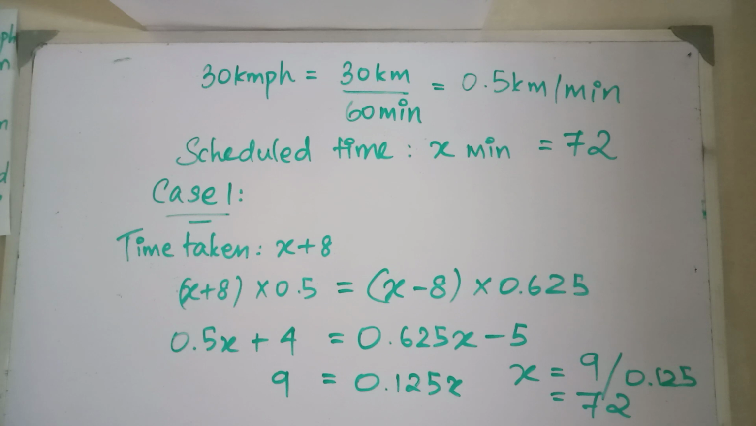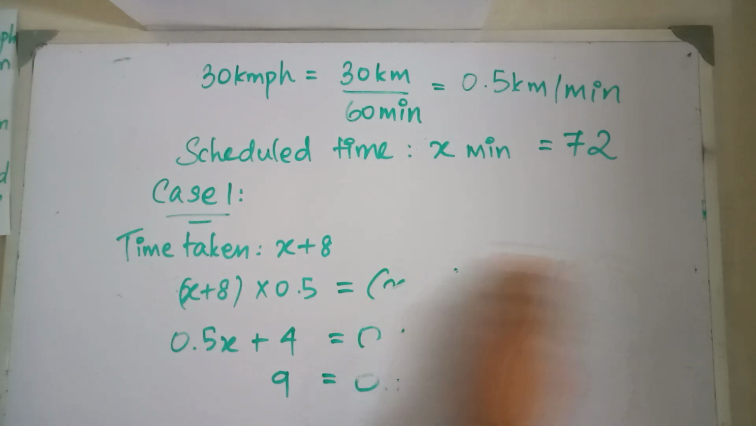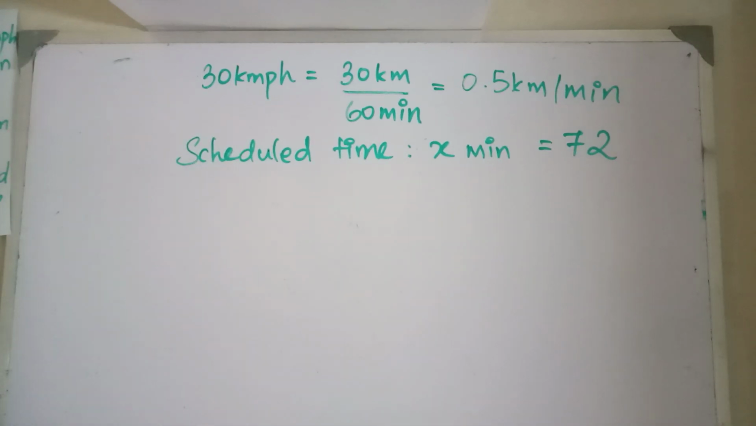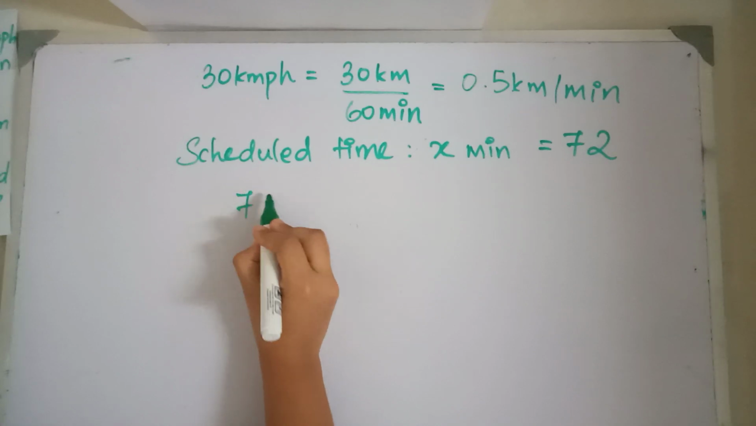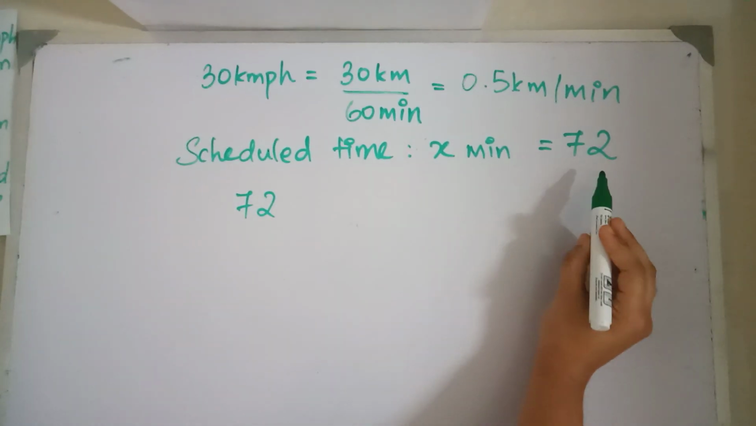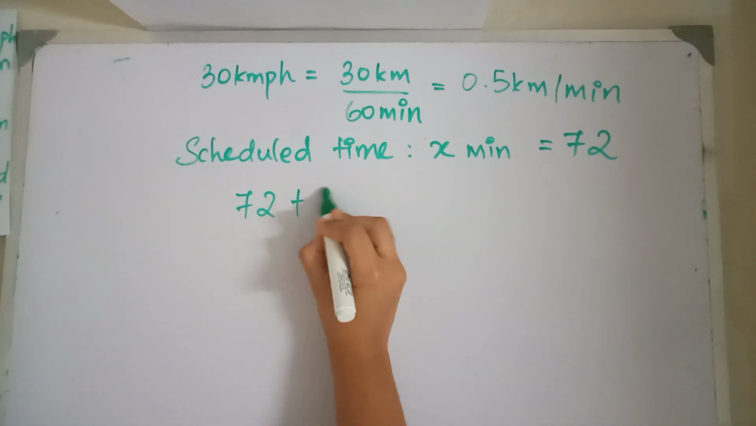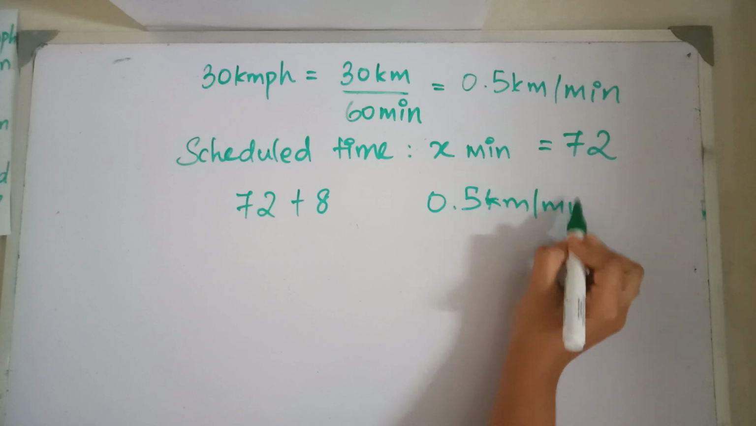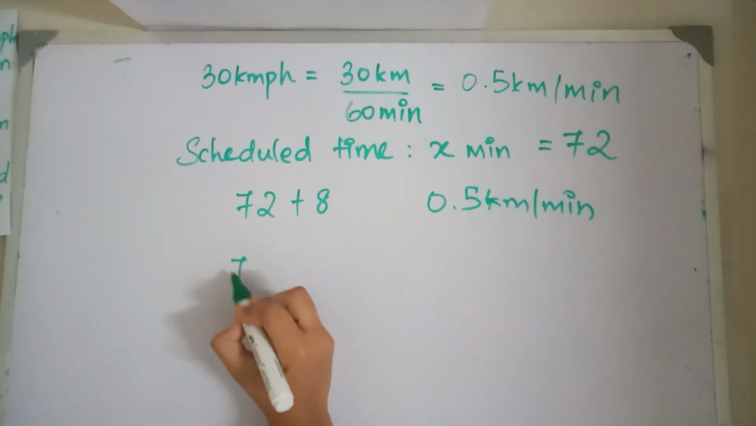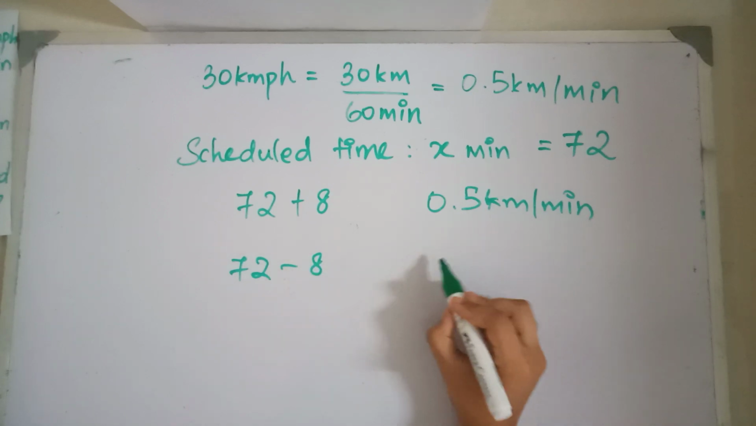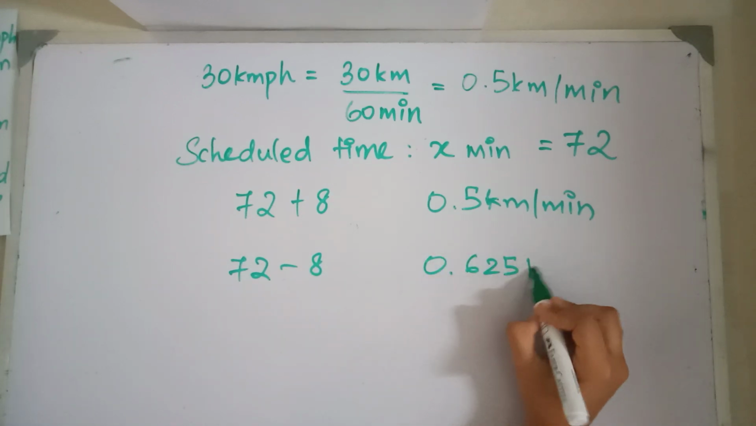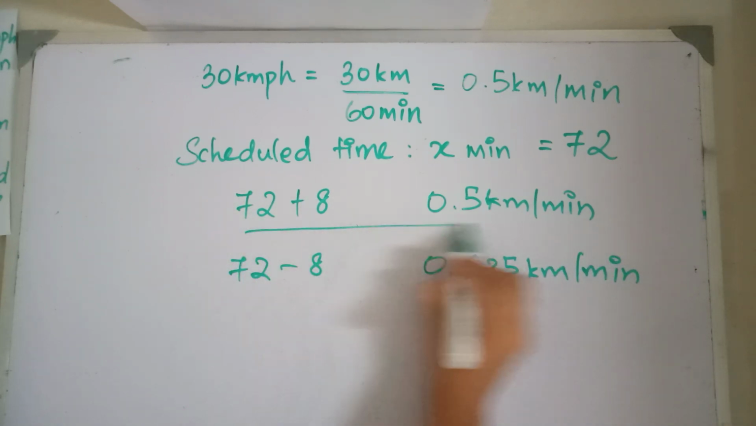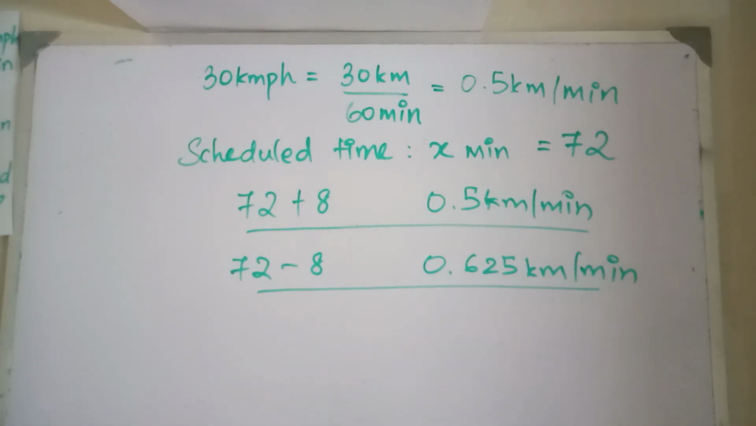But what are they asking in the question? They have not asked the value of x, but they've asked the value of the distance between her office and home. So it takes 72 minutes. 72 minutes is the scheduled time, and it takes 8 extra minutes to reach at 0.5 kilometers per minute, or it takes 8 less minutes if she's going at a speed of 0.625 kilometers per minute. So we can use either of these data. We can use this one or this one to find the distance. It's going to be the same answer.